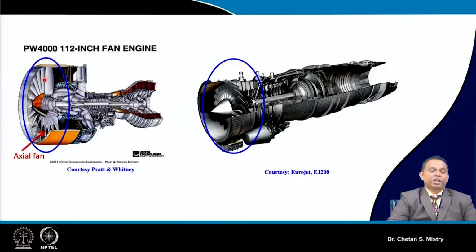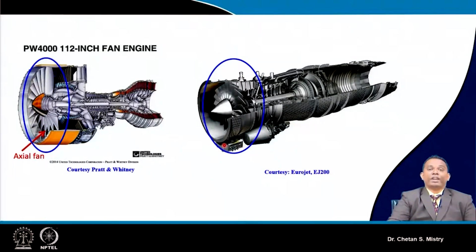So here in a small region we will be having the flow to be transonic, or we can say supersonic. So we can say this fan to be a transonic fan. Okay. Now here this is the Eurojet EJ200.